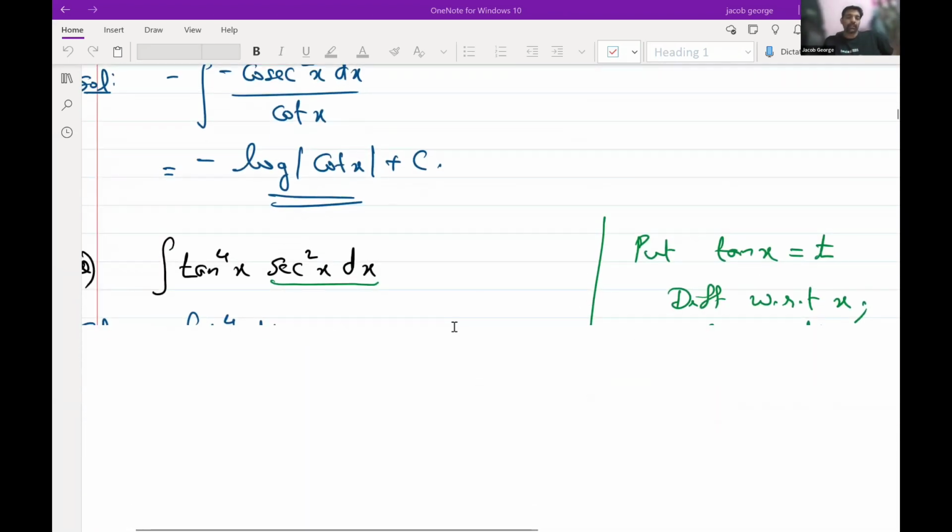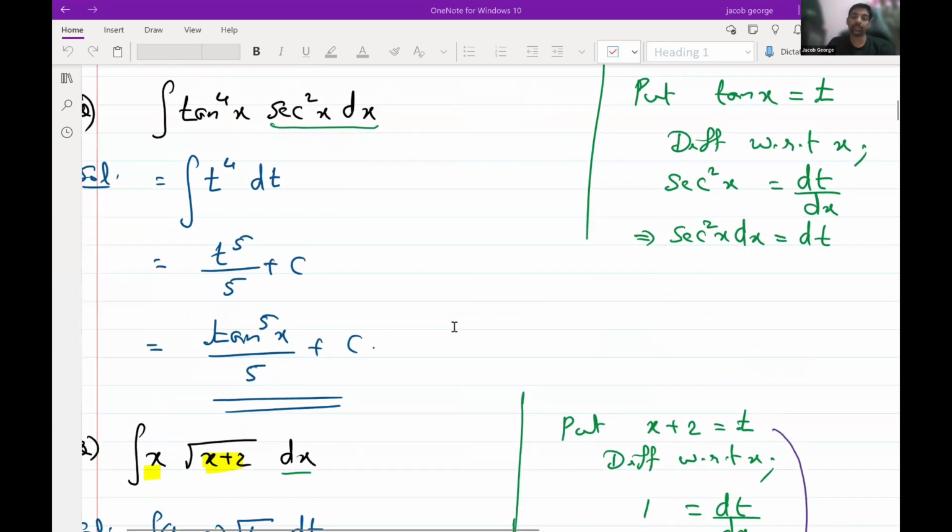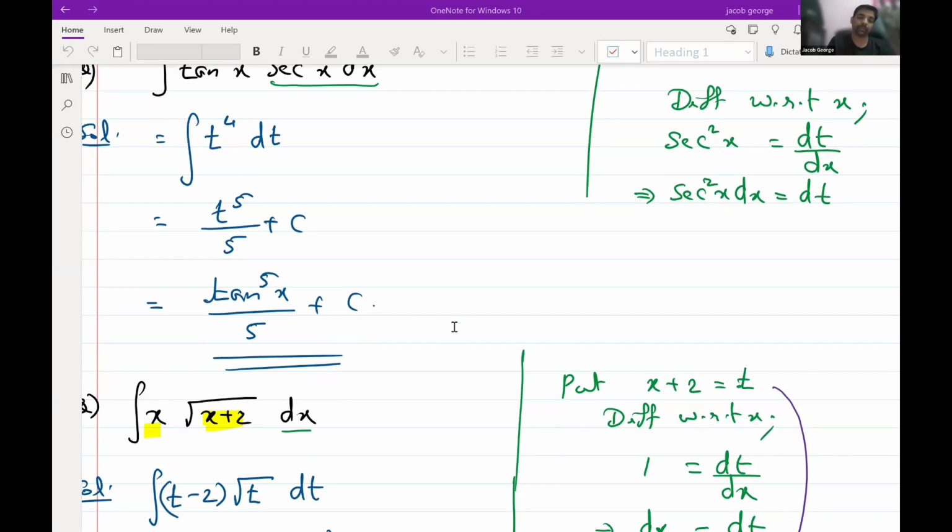For example, integral tan raised to 4 x sec square x dx. We put tan x equal to t, because what is the derivative of tan x? The derivative of tan x is sec square x. So sec square x is dt by dx, or sec square x dx is dt. In that question, sec square x dx is there, so that is dt. And then we can write t raised to 4 dt, t raised to 5 by 5 plus c. Is it clear? Yes, sir.